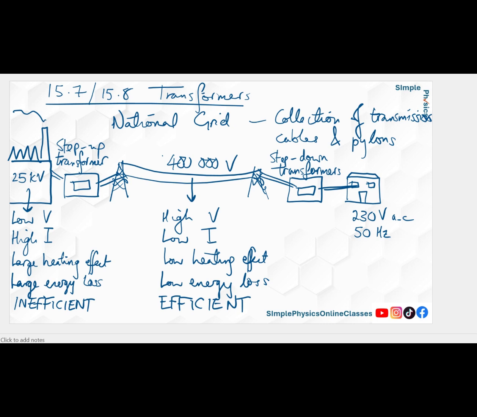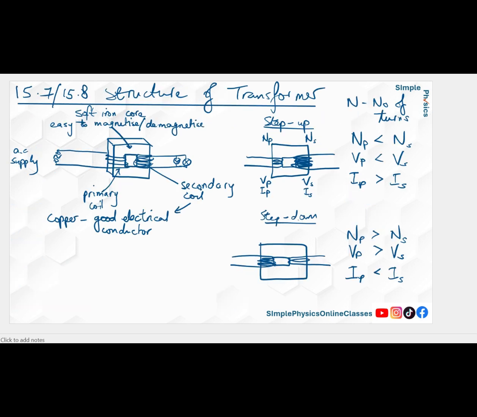Well, what about the transformer? They can ask you a number of things. First of all, they can ask you the structure, what it's made of: primary coil, secondary coil, both made of copper because they're good electrical conductors, since you're passing a current through them. The soft iron core, why? Because it is easily magnetized and demagnetized. The primary is connected to an AC supply. The secondary is connected to whatever you're trying to produce the electricity for. I just stuck a bulb. It might not be a bulb, it might be the national grid.